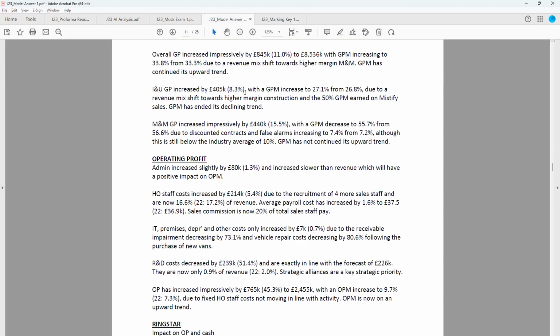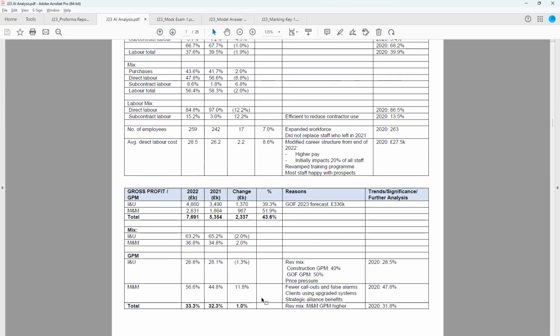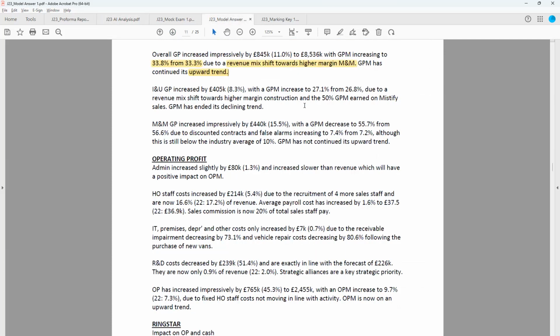And so as we said with gross profit, we can look at gross profit overall. That's quite an impressive increase, but what's important is to focus on the margin, and the margin's gone up, which is really good. Why did the gross profit margin go up? Well, like I've explained, revenue mix moved towards higher margin M&M work, and it continues on its upward trend. That's an important point to pick up. Obviously, we've seen in the previous years that the gross profit margin has increased overall. So, of course, we could mention that it continues on that upward trend, which is very positive.